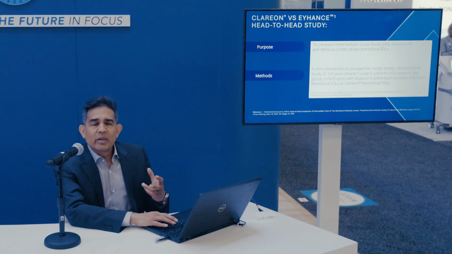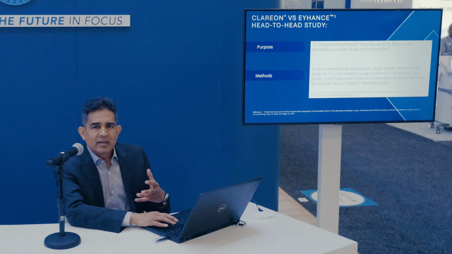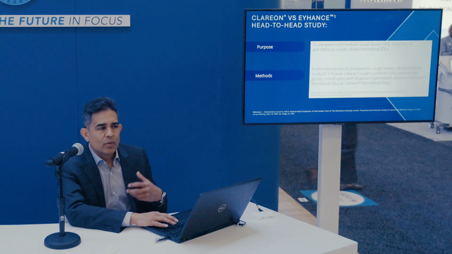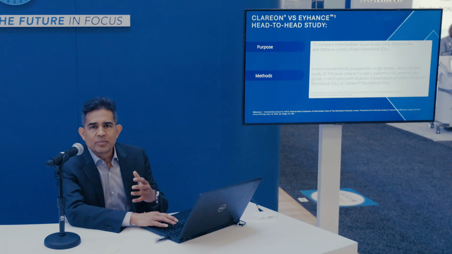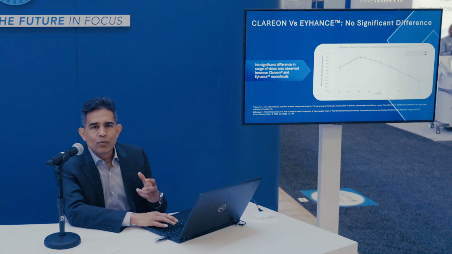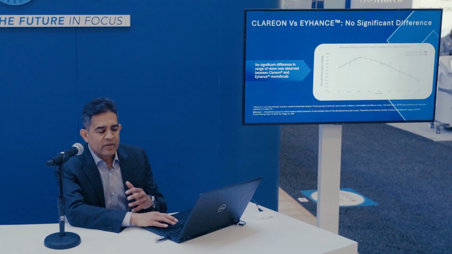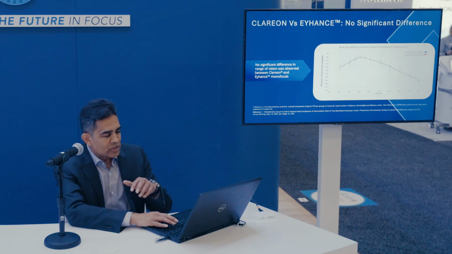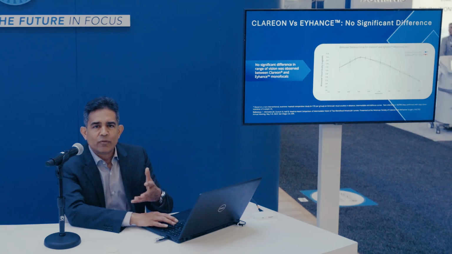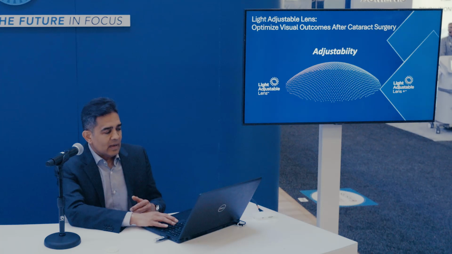Now, there are many lenses. Clarion wanted to see, was there much of a difference between their lens versus an Eyehance? So there was a study done by Morgan Micheletti looking at a comparison between Clarion lenses by Alcon and the Eyehance lens. Basically what they found was there was no significant difference in the defocus curve between these lenses. The reality is that most of the newer generation monofocal lenses probably can fall within this monofocal plus category.